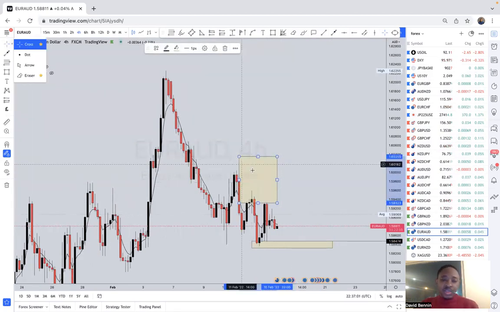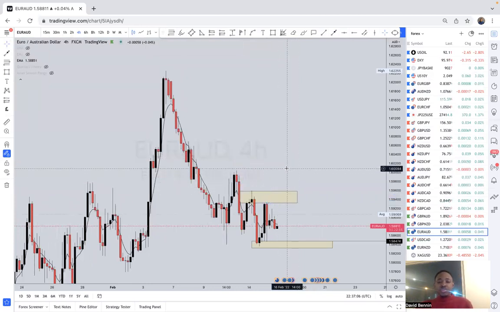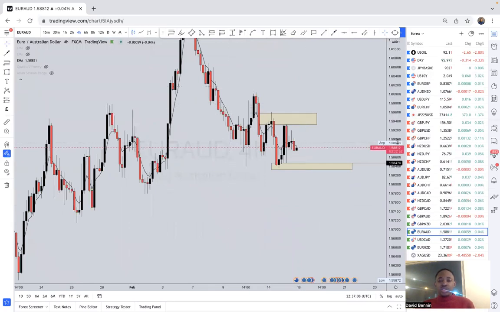Before we look at this, let me quickly have a glance at the weekly and the daily time frame to see where we are looking at on this one.